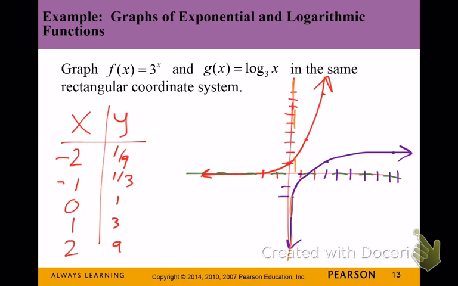And again, if I draw this line that goes down the middle, you can see that these are reflections across the line y equals x. So notice that they're a mirror image of each other. That's because the exponential function and the logarithmic function are inverses of each other. So if you found the inverse of one, you would get the other one essentially.